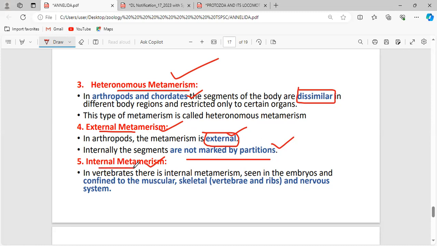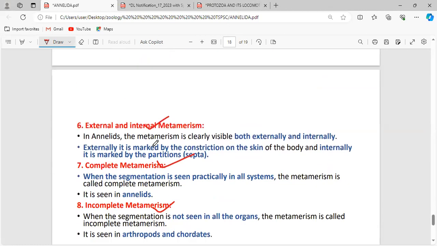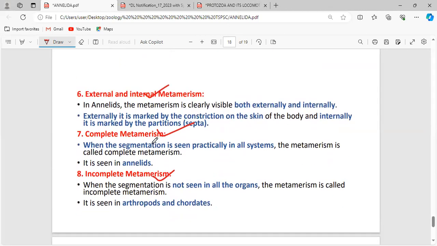And internal metamerism is where the segments can be seen only from the inside, not externally. Externally we can't see the segments. That is said to be internal metamerism. Now, this internal metamerism in vertebrates is seen in the embryos and confined to the muscular, skeletal, and nervous system. Okay. Now, external and internal metamerism.